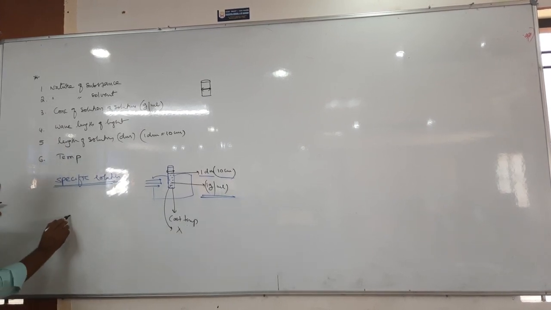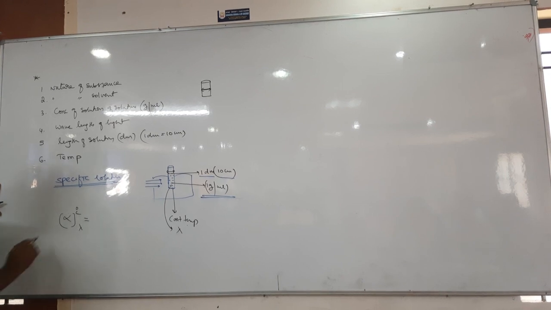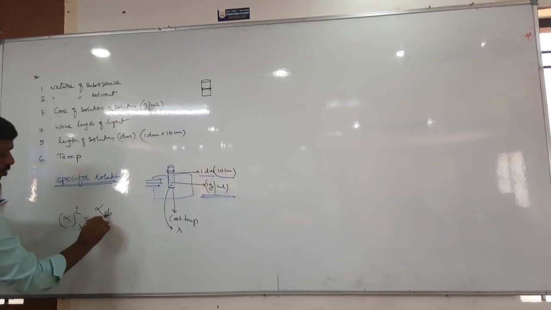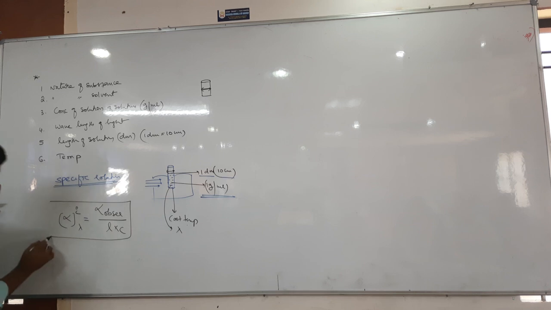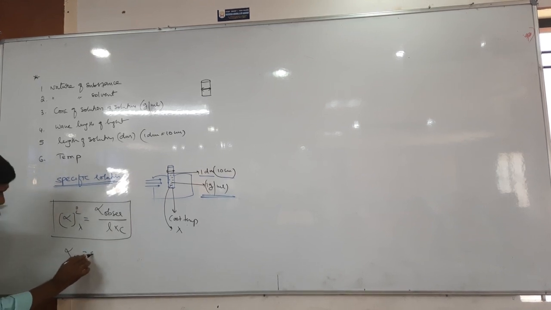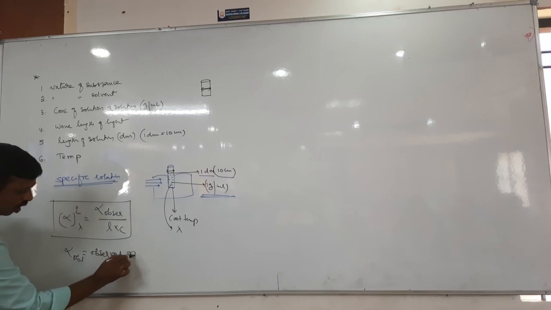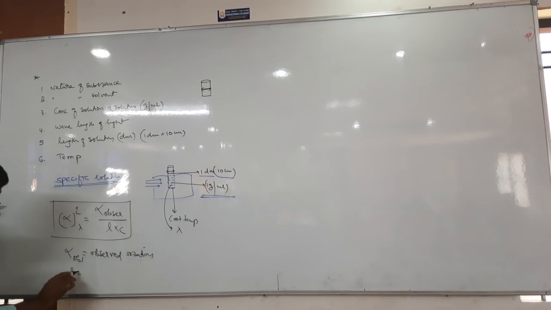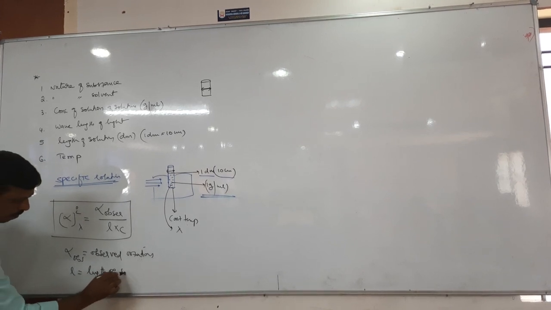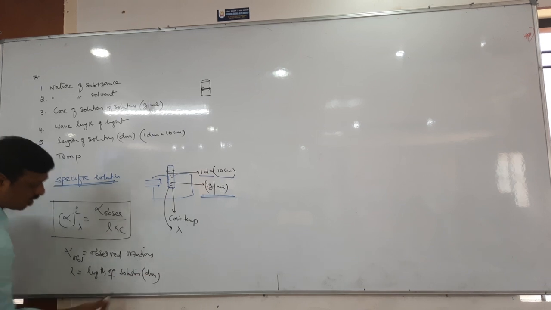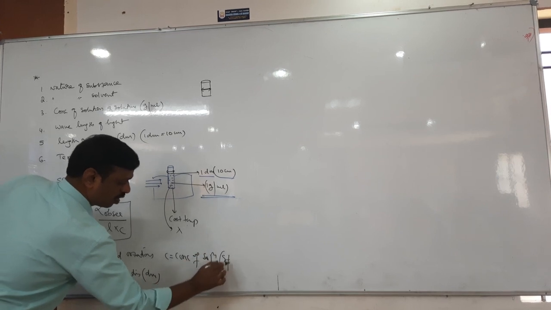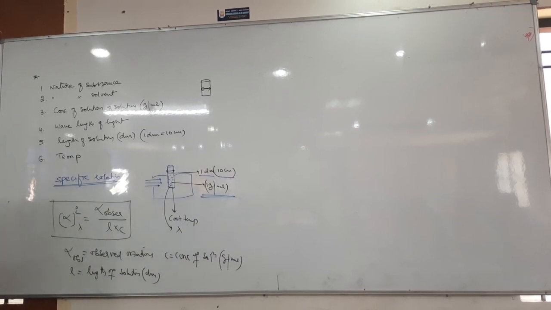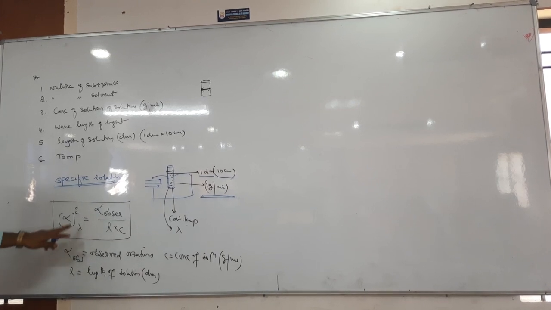This specific rotation is denoted by alpha, degree Celsius, lambda wavelength, equals alpha observed, the observed rotation, divided by L into C, where alpha observed is the observed rotation, L is the length of the solution, which should be in decimeter, and C is the concentration of the solution, which must be in gram per ml. This is the formula to calculate specific rotation.